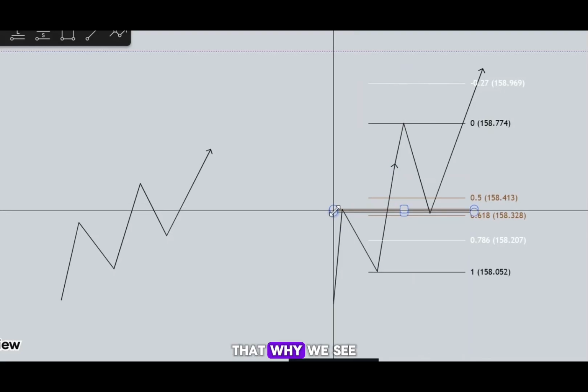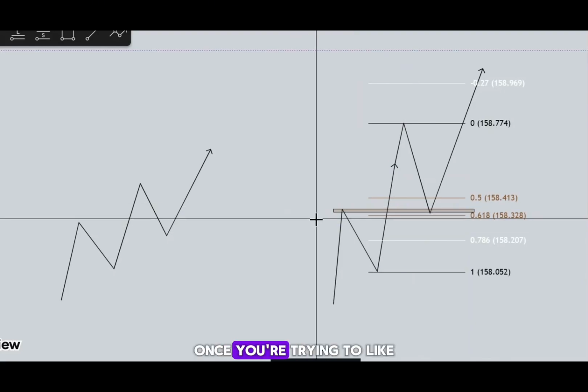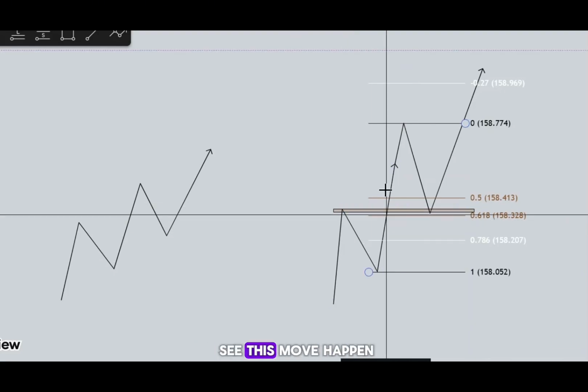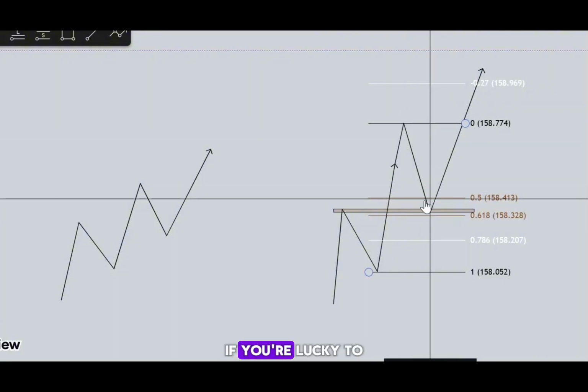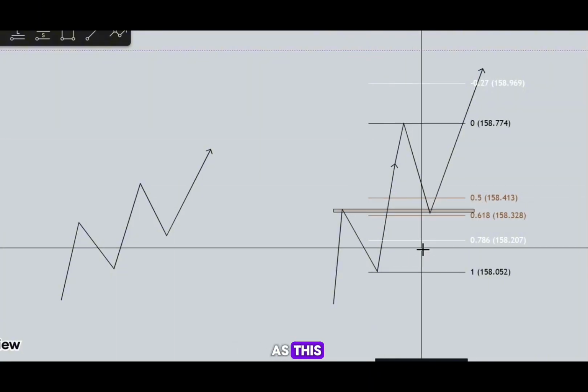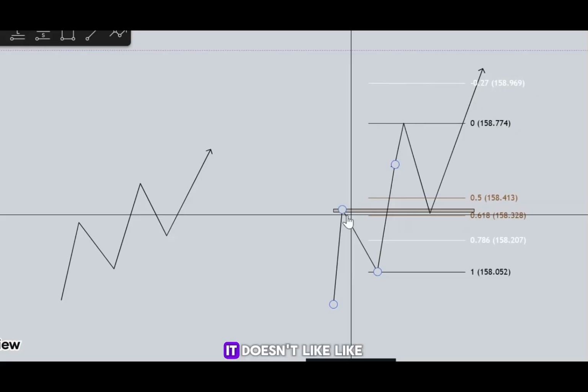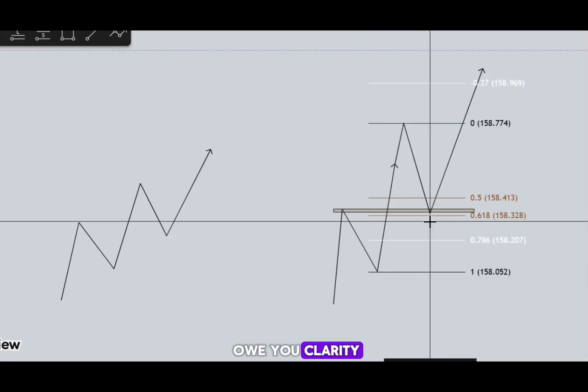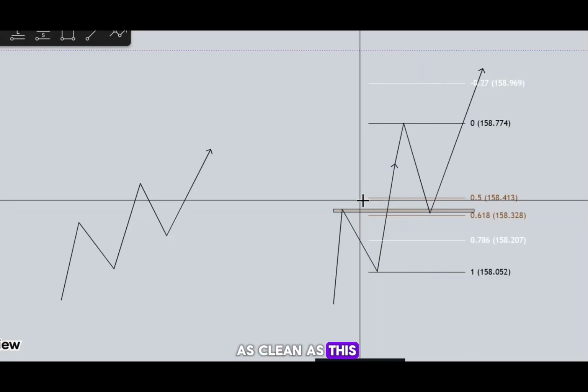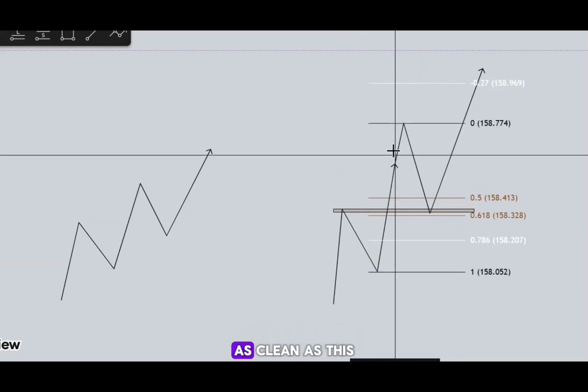That's why what you want to see once you're trying to catch a trade is that you want to see this move happen. You want to see retracement. If you're lucky to see it as clean as this. Most of the time it doesn't, like I said, the market does not give clarity, so it doesn't happen as clean as this. But sometimes you see it like this.